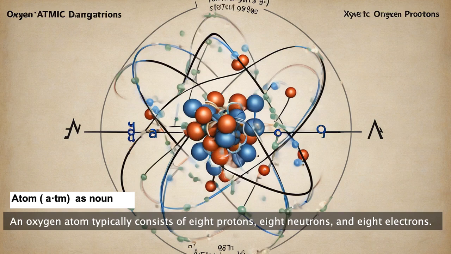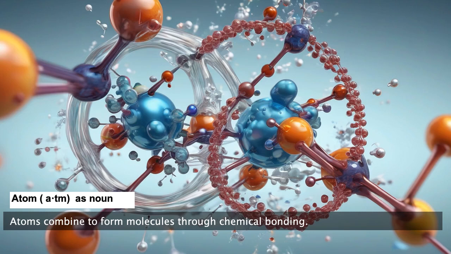An oxygen atom typically consists of 8 protons, 8 neutrons, and 8 electrons. Atoms combine to form molecules through chemical bonding.